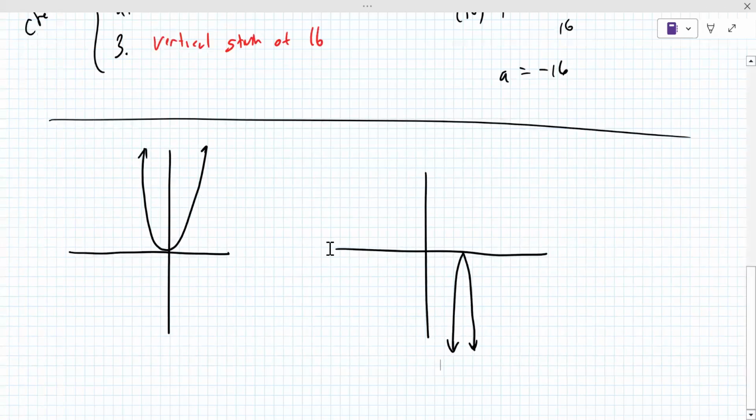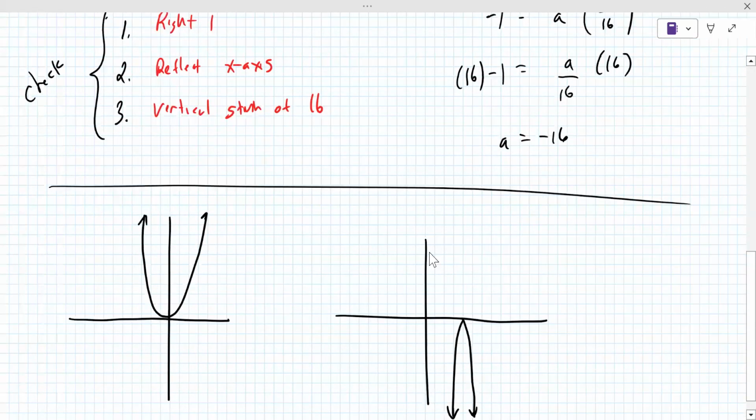So is it move right one? Do you see, you can see it on the graph? Yeah, it is. Check. Does it reflect over the x-axis? Yes. Yes. Vertical stretch of 16.